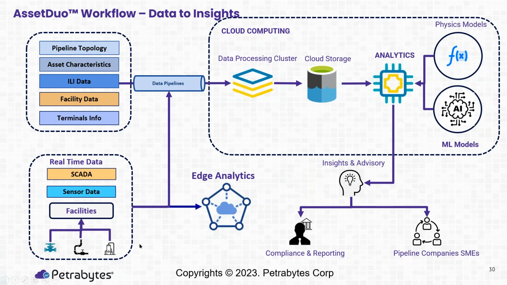But just to give you an overview, you have all the facilities, you have the sensor data and the SCADA data, and that's where the edge comes into play. As I showed you with all the different Spark pipelines, we have the pipeline asset topology and also the ILI data and facility data, and that can be processed in the cloud. And then you have the analytics and the physics models.